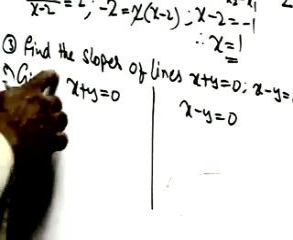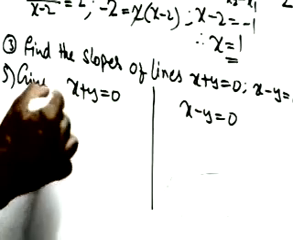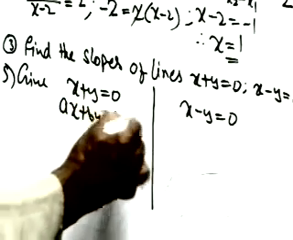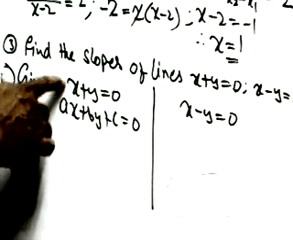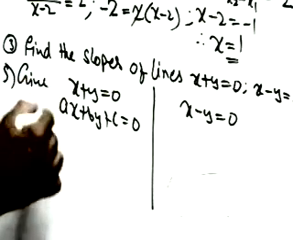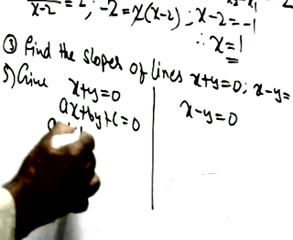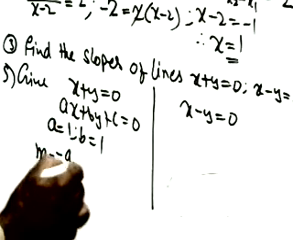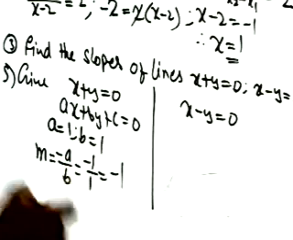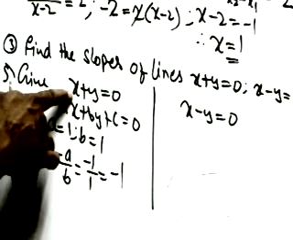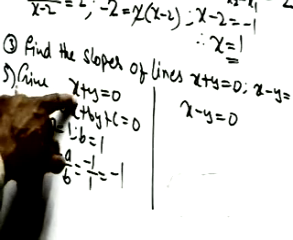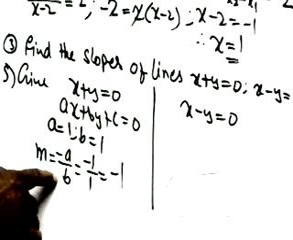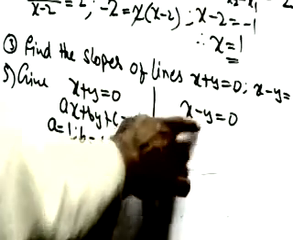Let me see one more question here. Find the slope of the lines. Now equations are given. When an equation is given, we have to suppose it like this: ax plus by plus c equals 0. Now the x coefficient is a. Here we have 1; if nothing is written, that is 1. So a equals 1, b equals 1. What will be the slope? Slope equals minus a by b, minus 1 by 1, that is minus 1.